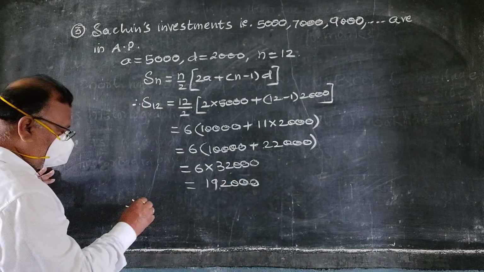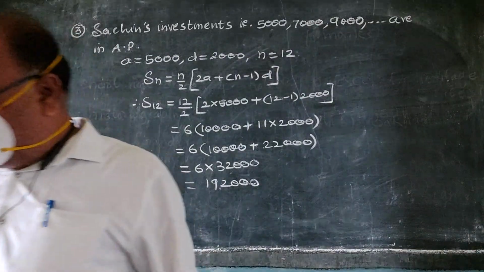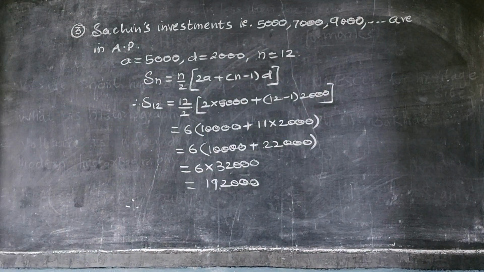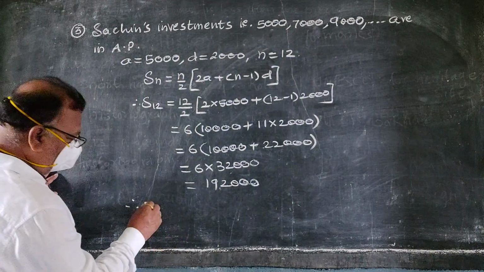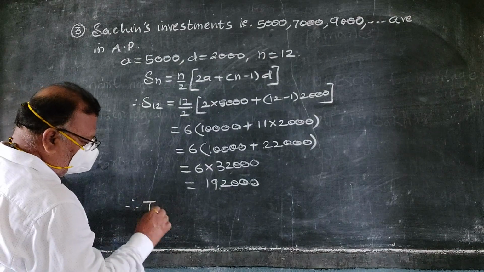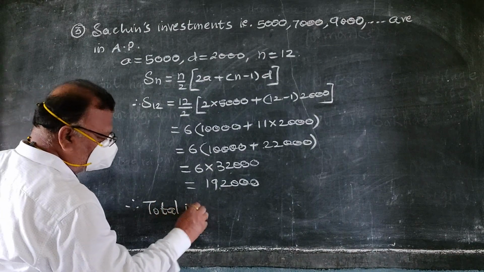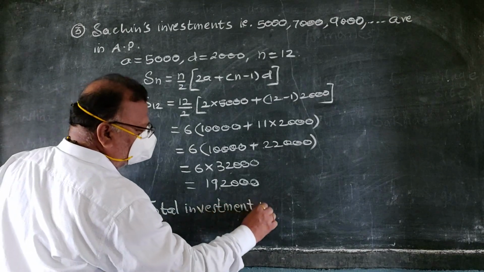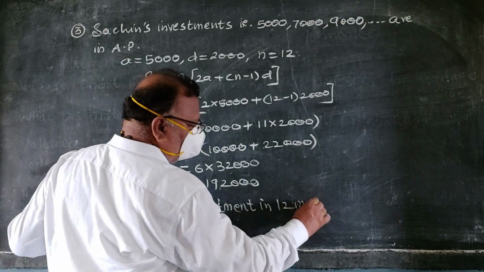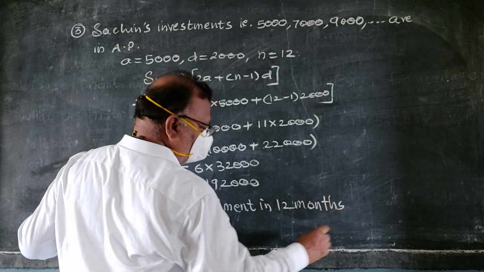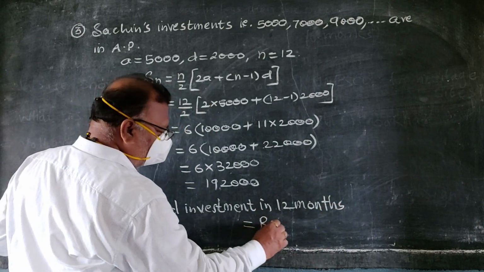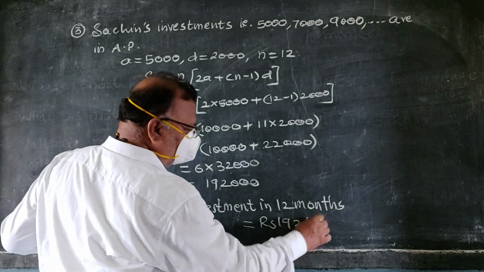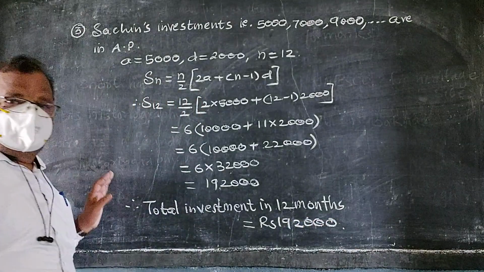Therefore, what is the question? Find the total amount that he invested in 12 years. Therefore, total investment in 12 months is equal to rupees 192,000. So that is the total investment.